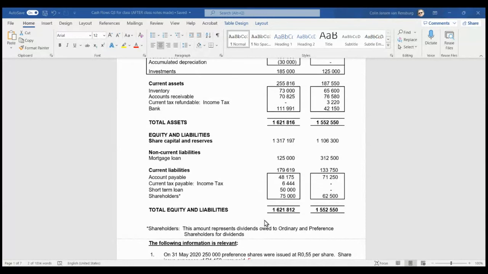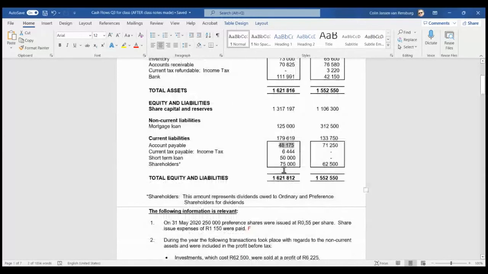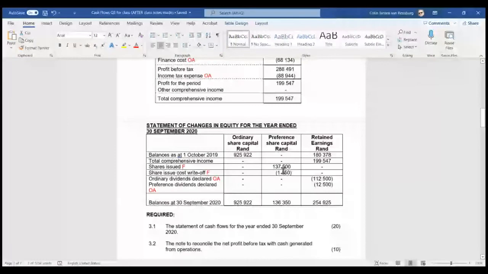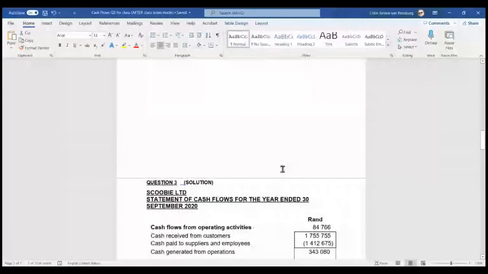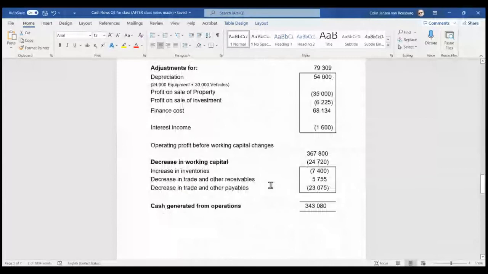There we've got a lot of answers. Decrease by 23,075. Let me just go scroll down as well. And there we've got a decrease. So we can't just describe it as trade and other payables, as we said last week, because this is not your statement of financial position. You must say what happened to it. So decrease in trade and other payables. You've already given me the amount, 23,075. You've already said that it is a decrease, ladies and gentlemen, but this is not an asset.